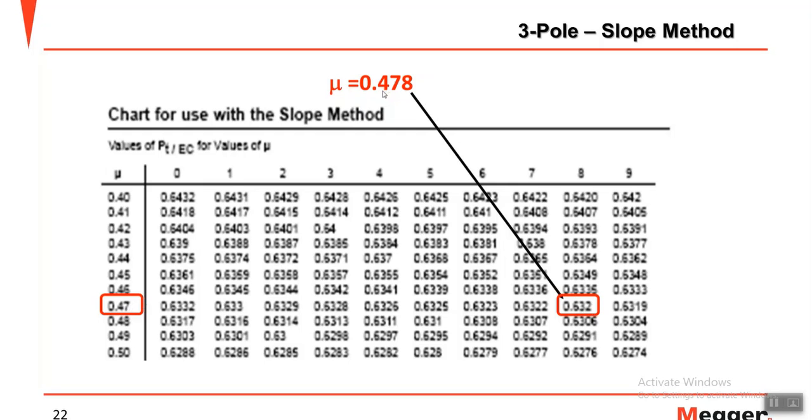So 0.47 you find from this value, and then 8 you use the same row and find 8 value here, and then you will find this value, 0.632. So this value you can use it to put the potential probe.